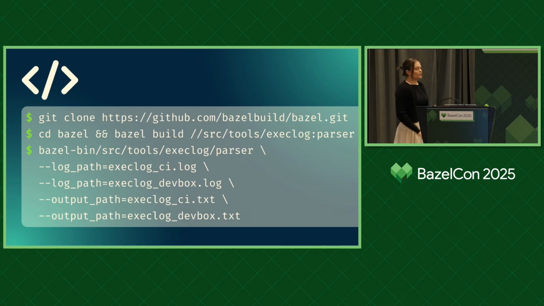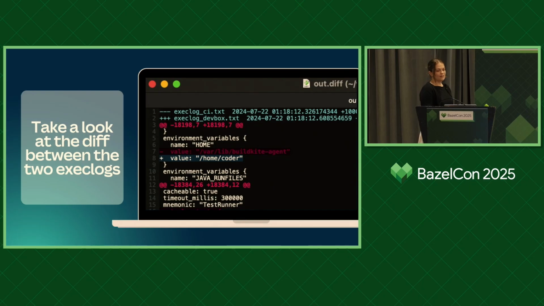Now, with both logs collected, we need a way to make sense of them. For that, we'll use Bazel's execlog parser. But remember, we need to build it. So we clone the Bazel repo and build the execlog parser ourselves. Once we've got the binary, we can run it over both logs. It converts them into a readable format and aligns the actions across the two builds, so they're easier to diff. And that's what we're going to do.